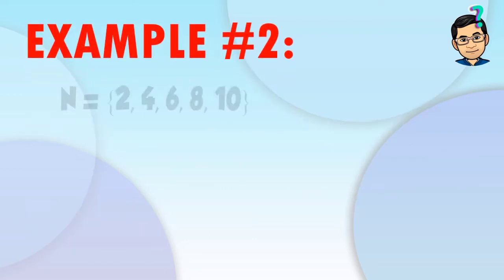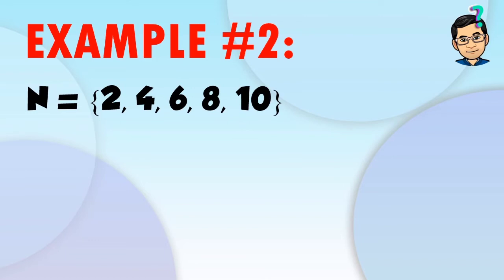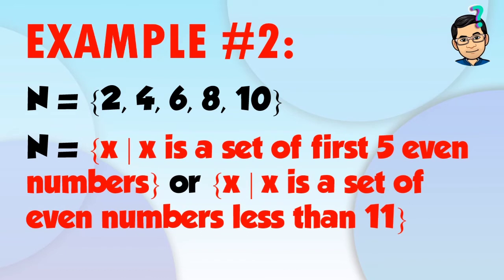Next, example number 2. The elements of N are 2, 4, 6, 8, 10. So, anong klaseng numbers yung mga yan? So, pwede nating sabihin na X such that X is a set of first 5 even numbers. Or pwede rin namang X such that X is a set of even numbers less than 11. Or kung meron pa kayong ibang naiisip na rule dyan. Okay? So, pwede naman sila. Pero hindi natin pwedeng sabihin na X such that X is a set of first 5 odd numbers because they are even numbers.